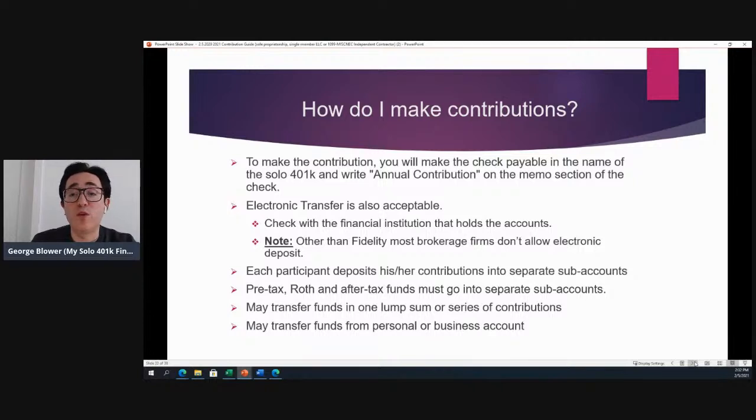And then if you have multiple types of money, let's say it's just one person, but that person has pre-tax, Roth, and after-tax money, that needs to go into separate accounts. So you've got three brokerage accounts at Fidelity, one in the name of the plan for the pre-tax money, a second brokerage account for the Roth money, a third brokerage account for the voluntary after-tax money. To one of the questions, you can transfer the funds from personal or business accounts. That's acceptable from a 401k perspective. You could transfer the funds in one lump sum or a series of contributions.